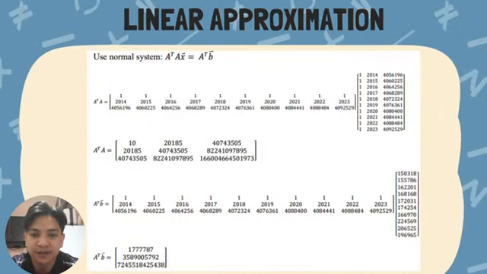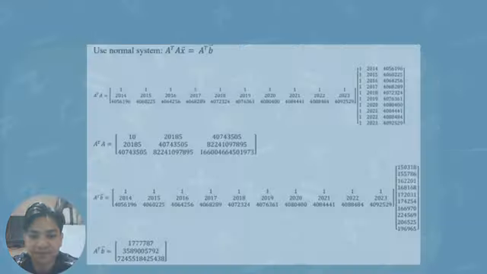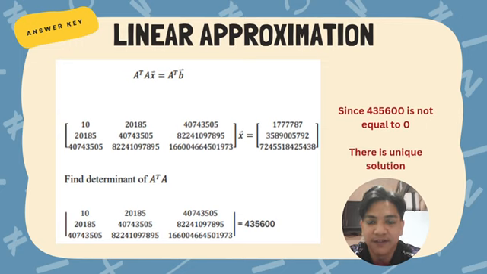Since the system is inconsistent, we use the normal system A transpose AX equal to A transpose B. We find A transpose A and A transpose B. After we get the value of the normal system, we need to find the determinant of A transpose A to get the type of solution.